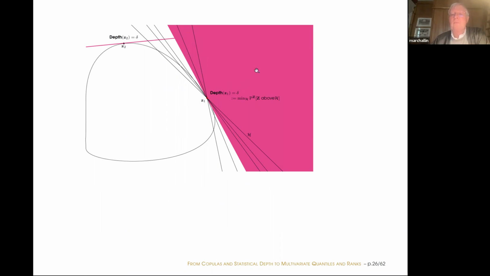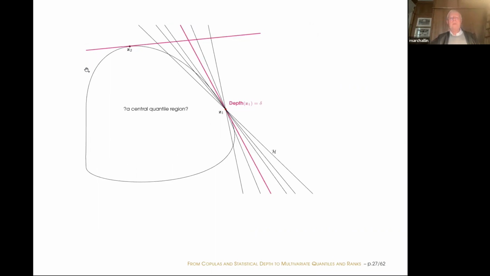So if that minimum is very small, that means that Z1 is not deep in the distribution. It is far away from the center. When this depth is large, it means that the point is deep inside the distribution. Now, you can compute this for all points Z1, Z2, etc., and you can collect all the points Z for which the depth has the same given value delta. This provides you with a contour, which we call the depth contour. Such a contour has been proposed as a concept of a quantile contour.